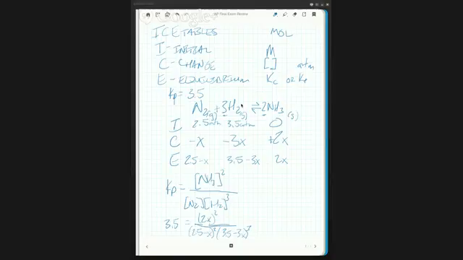So sometimes they give you all the numbers and you have to solve for K. Sometimes you're solving for x, so that's the change, whatever the change is. Maybe they're asking you to solve for the equilibrium concentration of the NH3. But that's basically the setup.